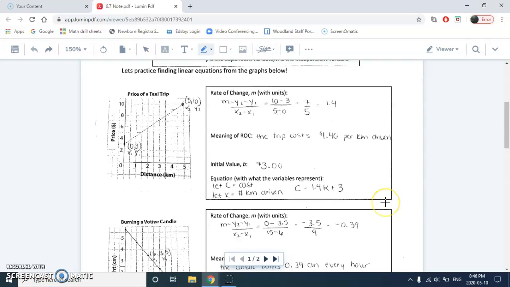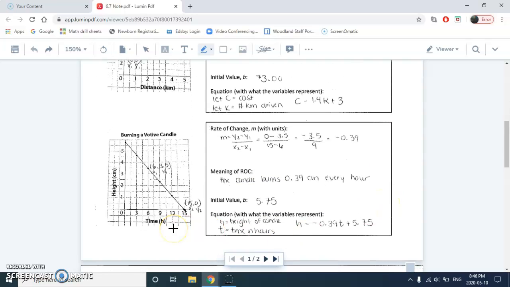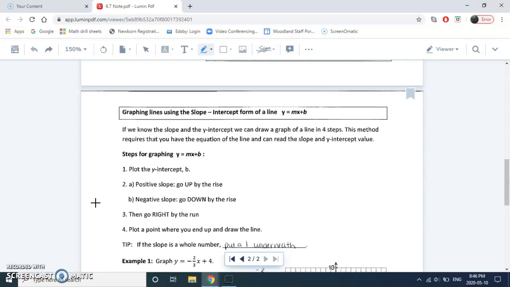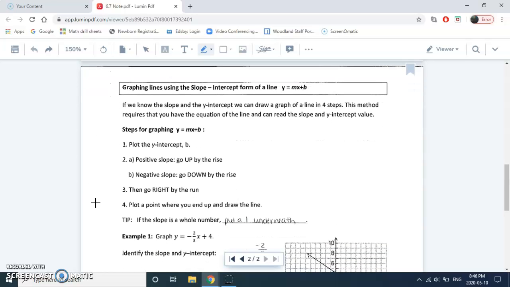Or over here, if we wanted to find hours, looks like what this graph already shows us, to the point where the candle would be at 0 height, and that's at 15 hours. So again, we are applying that m and that b into our equations, and we are then using our independent variable and our dependent variable for that. So that's how we can use those equations and find those equations based off of our graph.